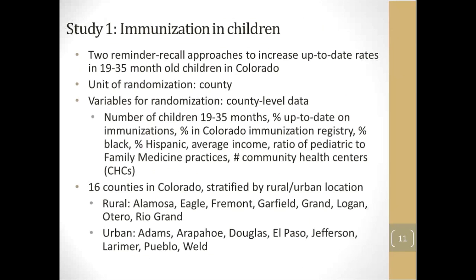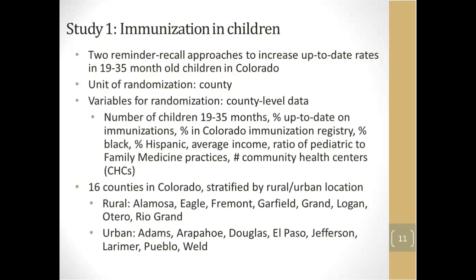Okay, so study 1. And this is one of the CRISP studies, one of the 3 studies that Elaine mentioned. And study 1 compares, the intention of study 1 is to compare 2 reminder recall approaches to increase up-to-date immunization rates in 19 to 35-month-old children in Colorado. The unit of randomization for this study is the county. The variables that we chose for randomization are county-level data, and most of these are census data. Some come from the state immunization registry.